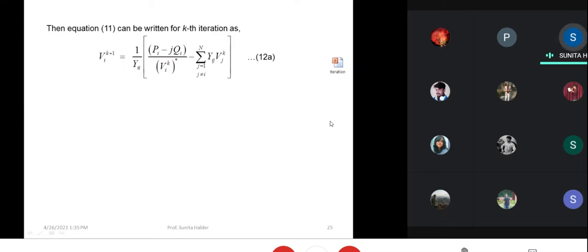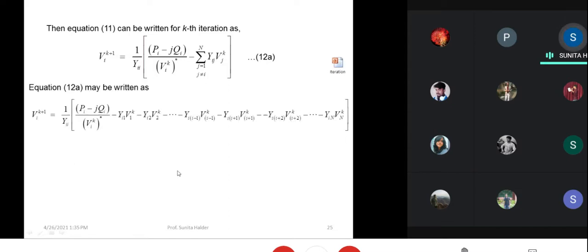Now equation 11 can be written for kth iteration. I have already written this one. Then equation 12a may also be written in this way. Say it is j equal to 1 to n, j not equal to i. So the first expression is as it is. So this j will start from 1. So 1, 2, 3 up to i minus 1 it will reach. Then i is absent. So i will not be there. Next will be from i plus 1. Then it will be up to n.